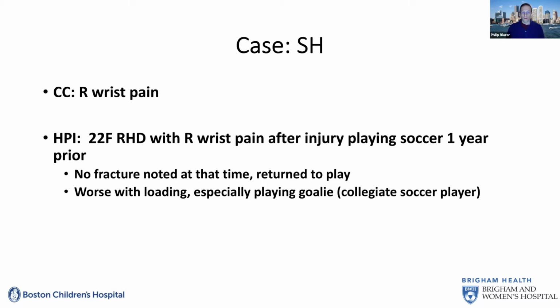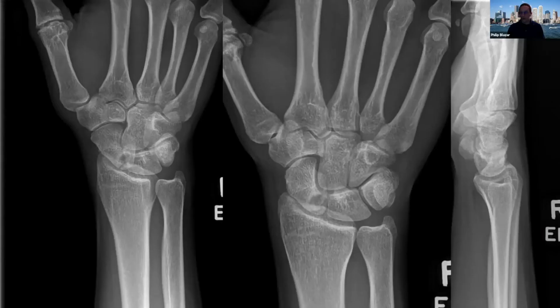As happens with many of these folks, no fracture was noted. She returned to play, but was symptomatic for the course of the year. She continued to play goalie, but this was very limiting. And here are her plain radiographs at a year. Pretty clear that there is a fairly proximal scaphoid non-union.